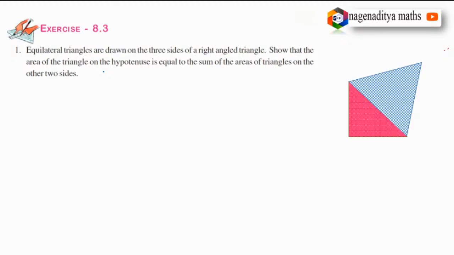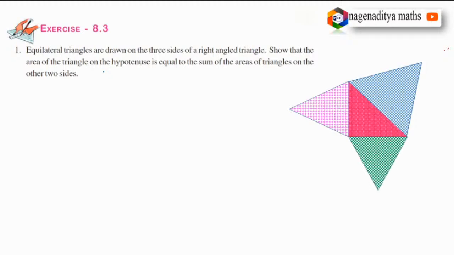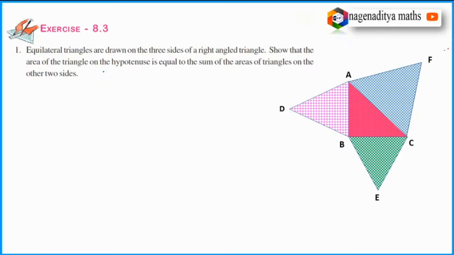So this is an equilateral triangle drawn on hypotenuse of the given right angle triangle, and this is another equilateral triangle which is drawn on other side of the right angle triangle, and this is another equilateral triangle drawn on other side of the right angle triangle. Okay, now so these are the points indicated the given triangles.